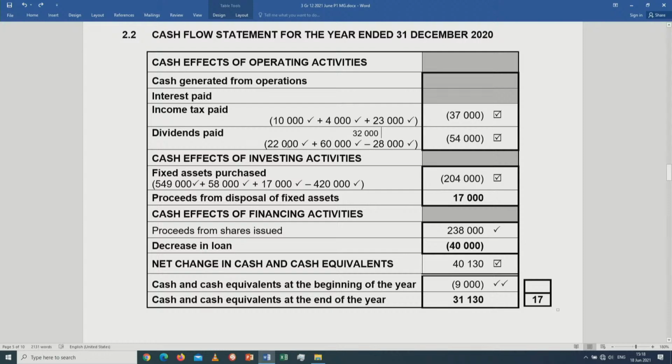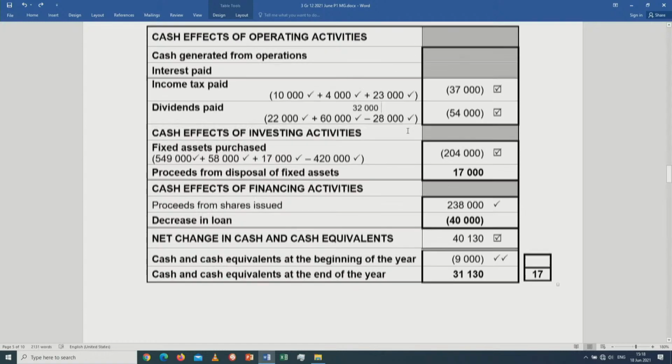Dividends paid, we have the 22,000 plus 60,000 minus 28,000 to get 54,000. 1, 2, 3, and 54. Final answer in brackets, 4 marks. 54,000 final answer not in brackets, only 3 marks. If there are workings in brackets, all the calculations correct, we mark workings in brackets and we don't allocate a method mark. A final answer, if the answer is not in brackets, so that a learner cannot get full marks if something is wrong there.